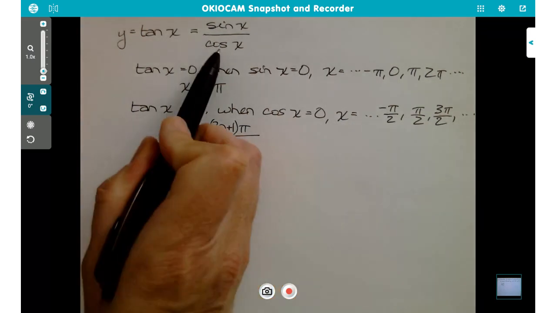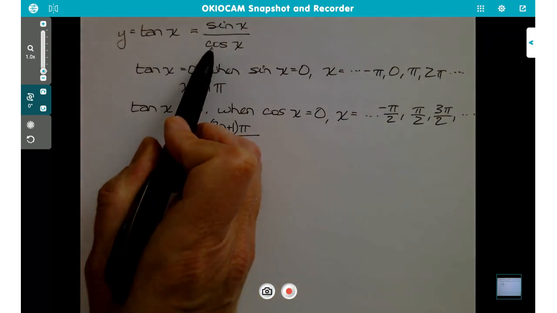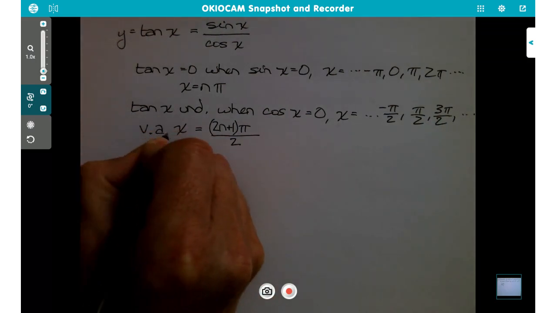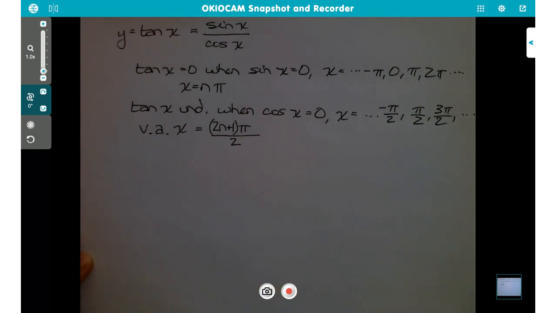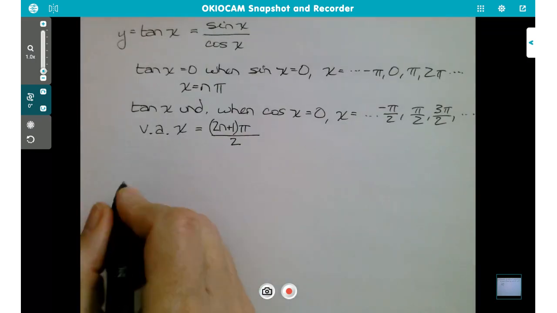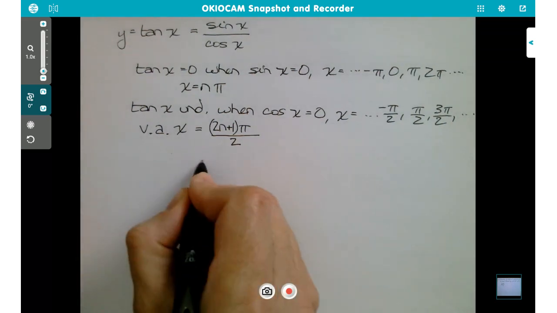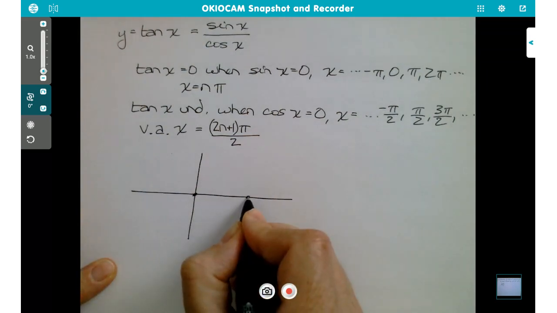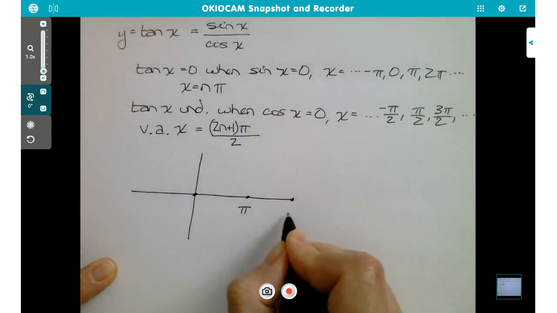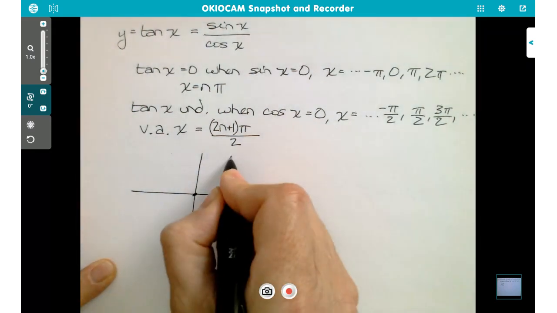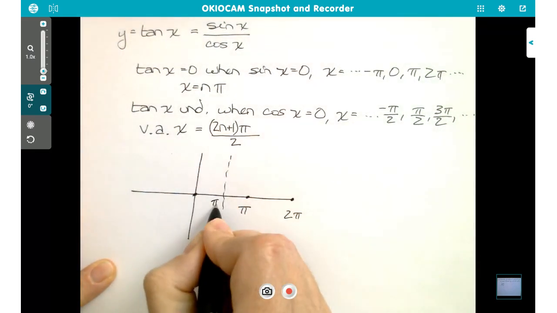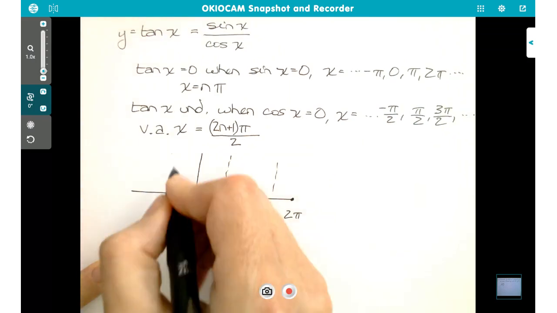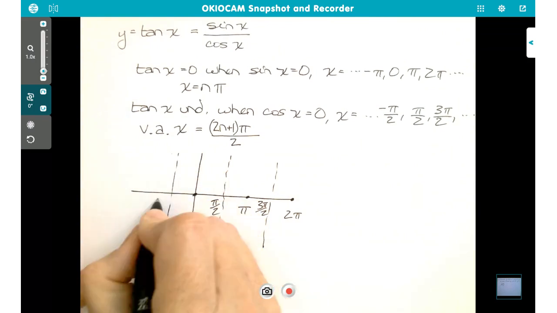What happens in a rational function where it's undefined? We get a vertical asymptote. So my tangent function is going to have vertical asymptotes at all of these values where the function is undefined. We have a pretty good start here. Let's get a graph going. So tangent of 0 is 0, tangent of pi is 0, tangent of 2 pi is 0, and then in between we're going to have these vertical asymptotes. There's pi over 2, there's 3 pi over 2. If I go the other way, there's negative pi over 2.